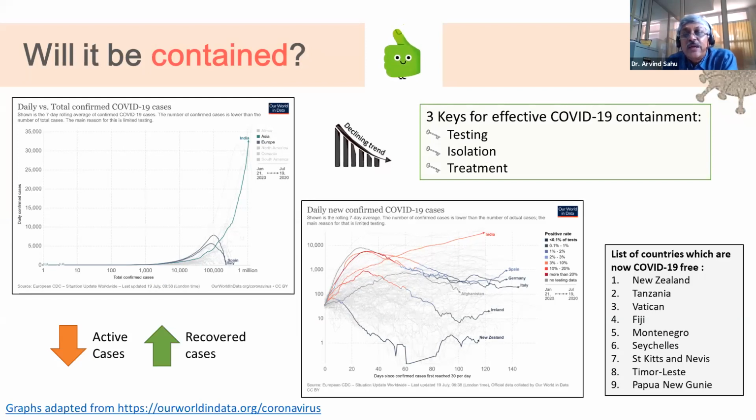So what is going to help? More testing, more isolation, and more treatment. But it is going to get contained. It did happen in other places, and there are many countries which have been declared as COVID-free, something like New Zealand and other places, right? So it's pretty good news that it will be getting contained soon.